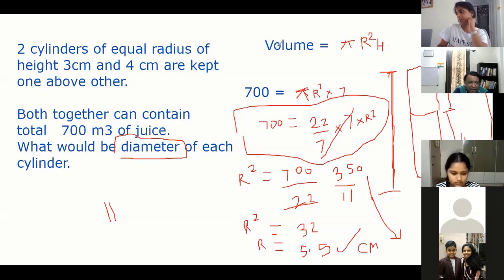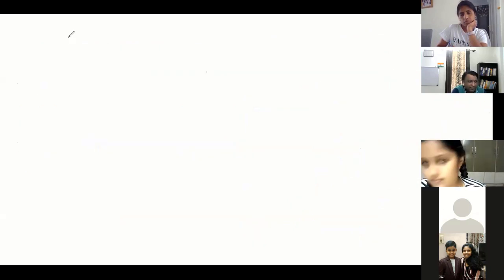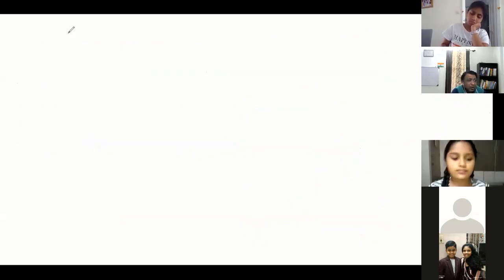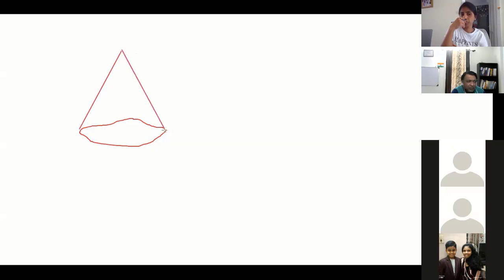Let's try another thing now before we move on to more questions. Cone. What is a cone? Cone has something very important. Let me show you. A cone will be something like this. Just assume I am drawing it like a cone, because what I want to explain is the main part of the cone. Suppose you put something like this, it's a cone, right?